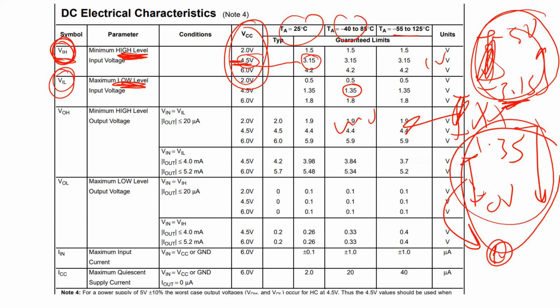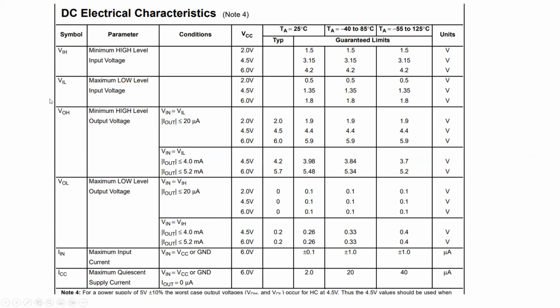Now one of the important things you can also see in the data sheet. For sure, I can't explain everything in the data sheet, but I want you to dig more into the data sheet. One of the things here is V output high and V output low.